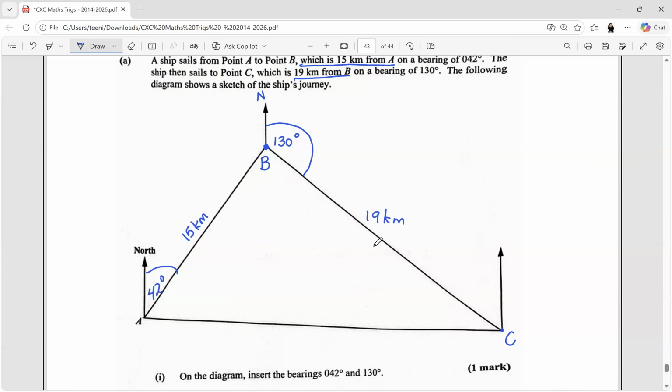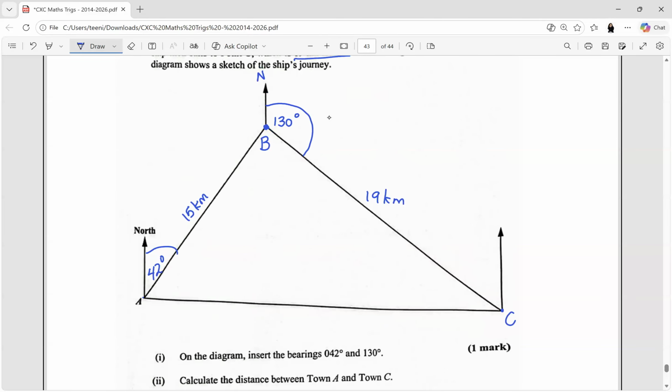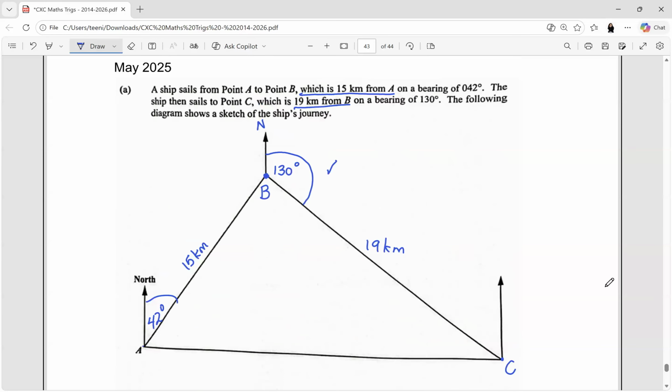So there you have your 1 mark, right? 1 mark for correctly labeling this, which is the bearing of C from B, and then 1 mark for here, which is the bearing of B from A.